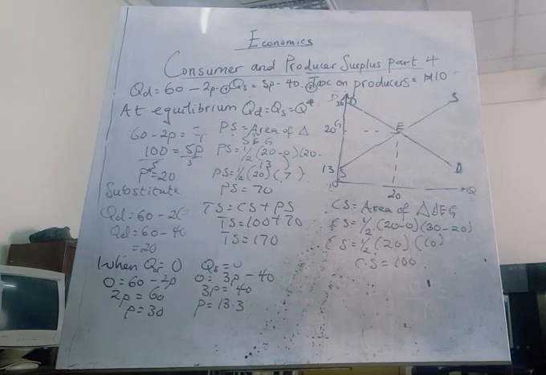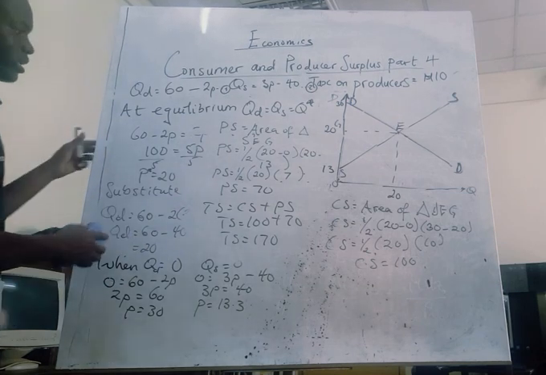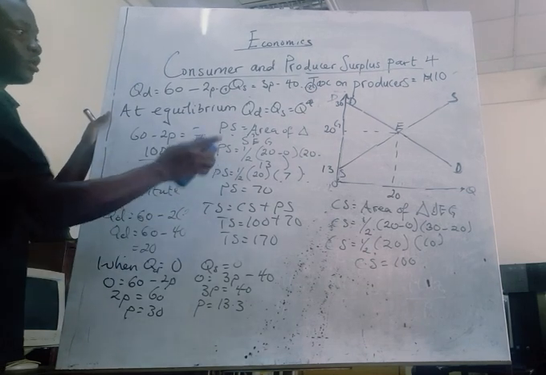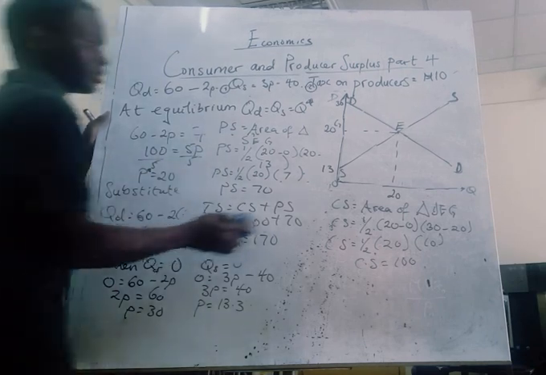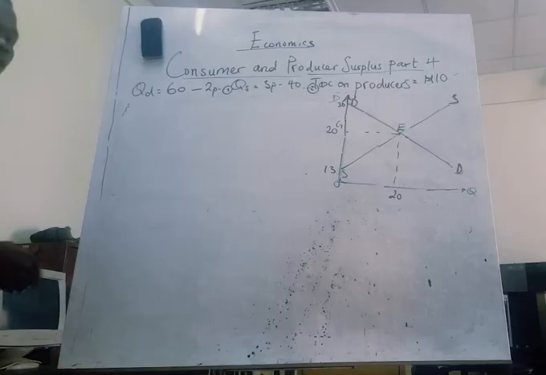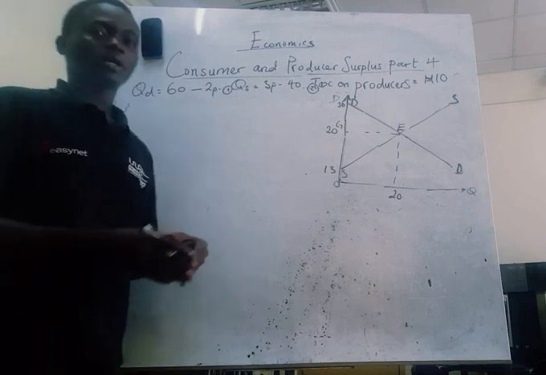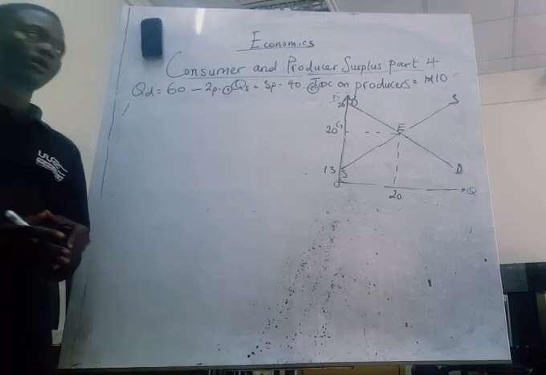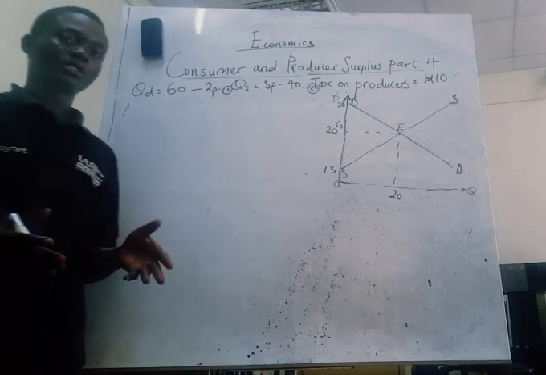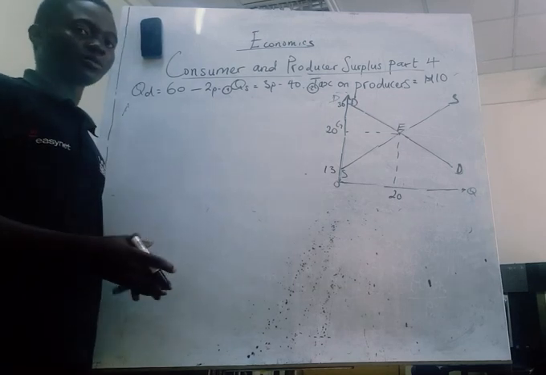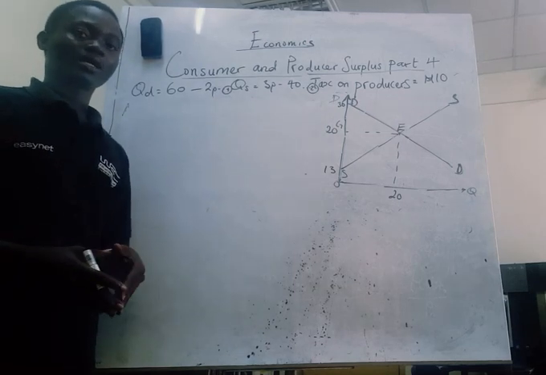Now let us check the impact of a tax imposition on suppliers in this market and see what the effect is going to be. The imposition of tax on the suppliers is going to reduce the price that the producers receive. So that is the implication. It raises their cost of production. It reduces the price that they are going to receive.